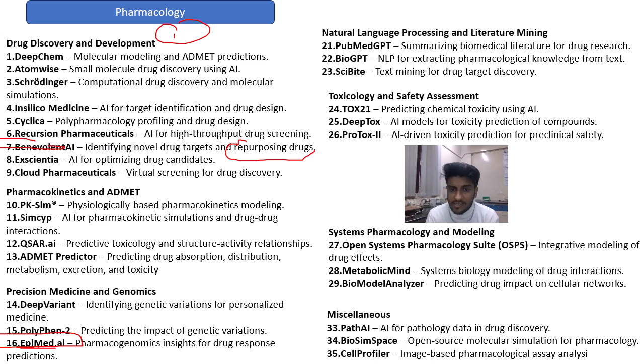For toxicology and safety assessment, you have ProTox. That's a very good software for preclinical toxicity testing, because there are a lot of different OECD protocols as well, acute, subacute, chronic toxicities and all, 7 days, 14 days and all. Systems pharmacology, so you have OSP, Open Systems Pharmacology, for modeling of the drug effects. BioModel Analyzer for developing network pharmacology, ethnopharmacology. These are different tools.